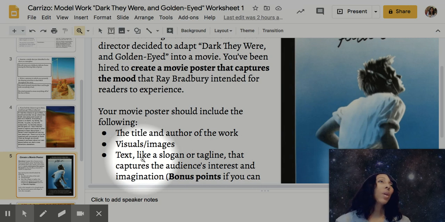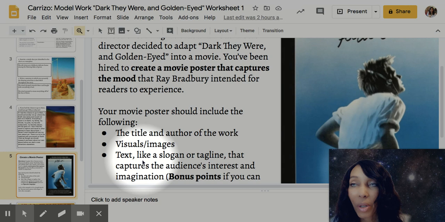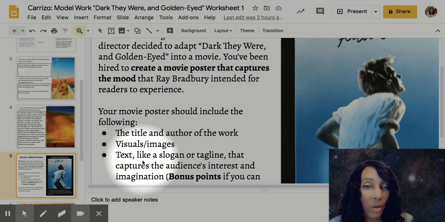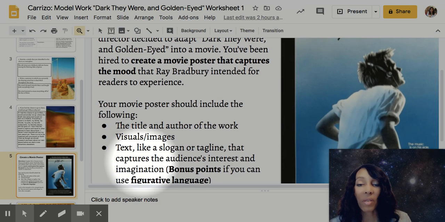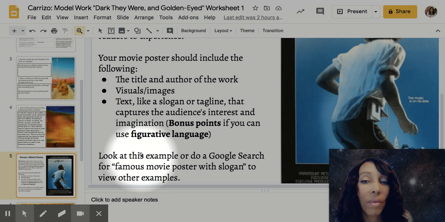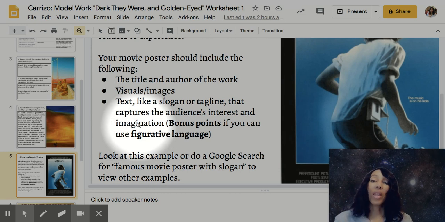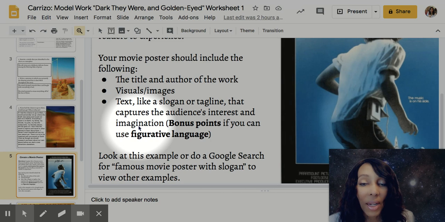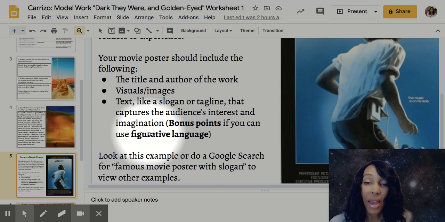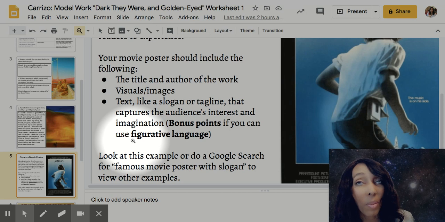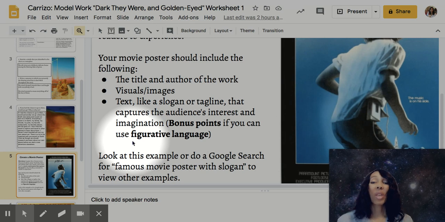You can go to Google images and you could have typed in Mars, Dark They Were and Golden Eyed, Martian people, or things on Mars, all different types of things to help you with the visual images. And then you also need a text. You needed a text, like a slogan or tagline that captures the audience interest and imagination. And I gave bonus points if you could make your slogan using figurative language.